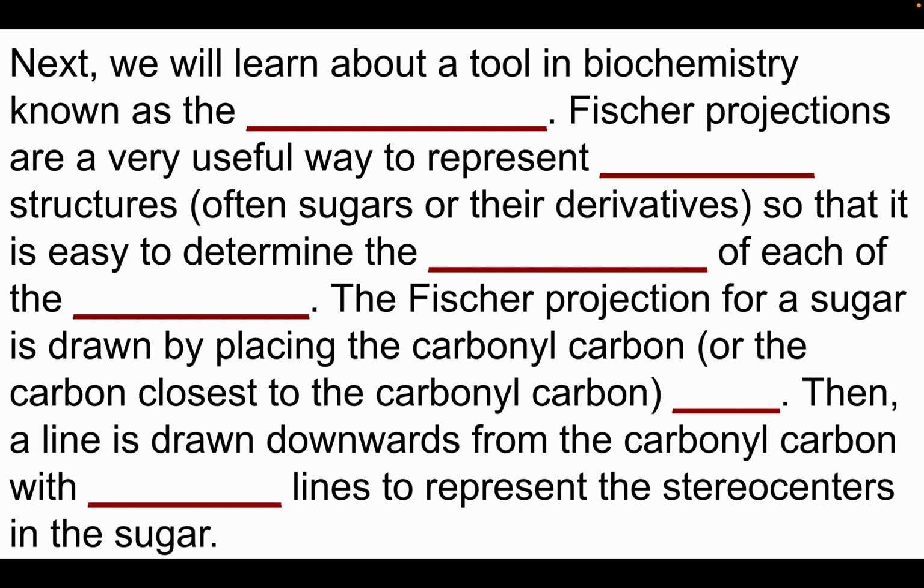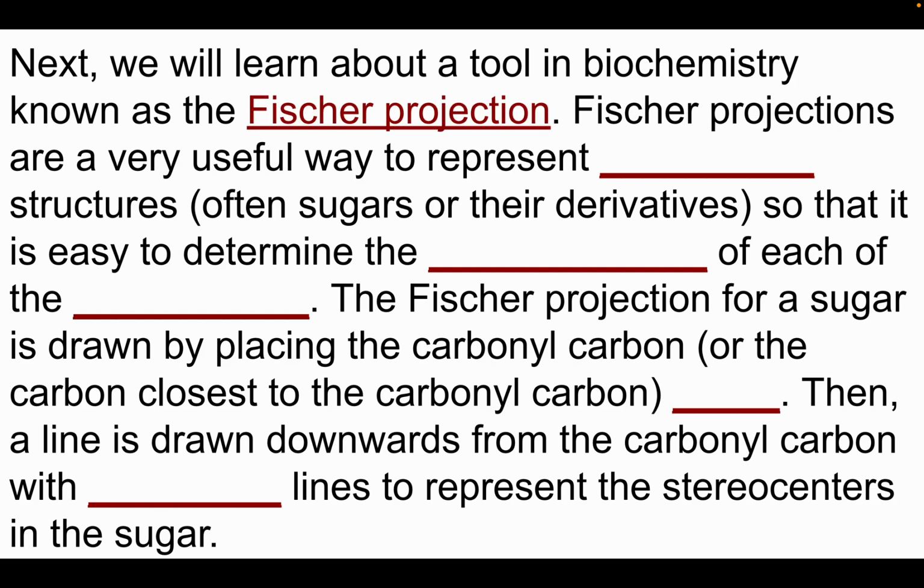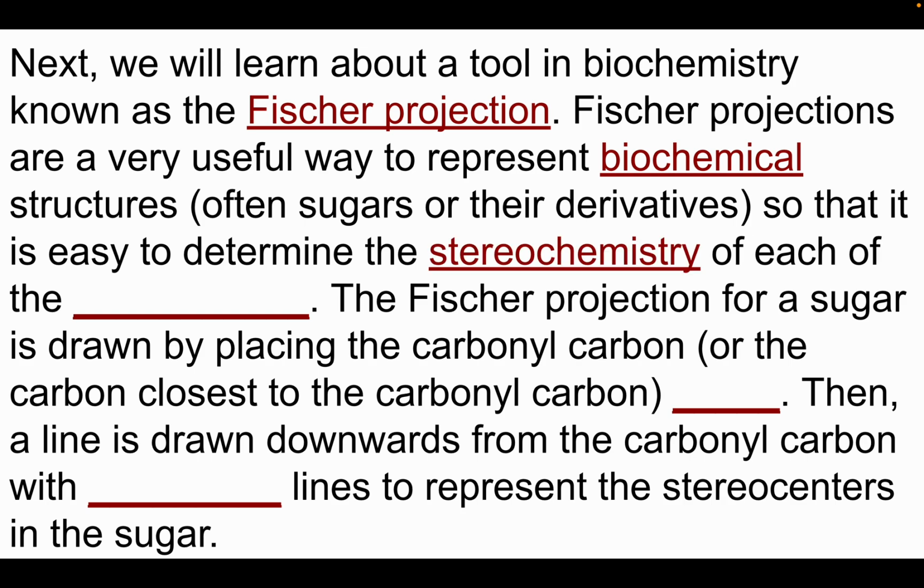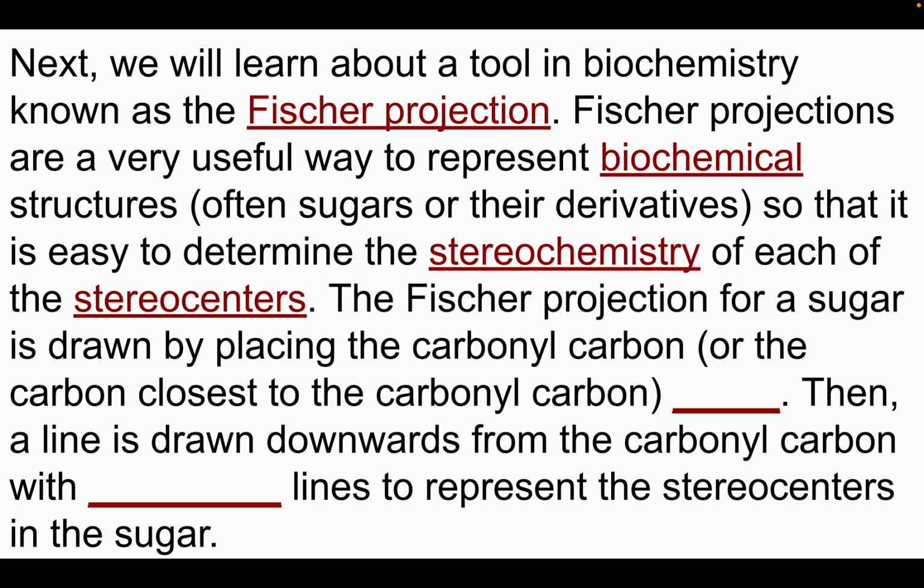next we're going to learn about a tool in biochemistry known as the Fischer projection. And Fischer projections are a very useful way to represent biological structures. Oftentimes they're used for sugars and their derivatives, which is what we're going to do today. You can also see them used in amino acids and a variety of other structures. We're just going to talk about sugars today. And what the Fischer projection does is it makes it easy to determine the stereochemistry of each of the stereocenters.